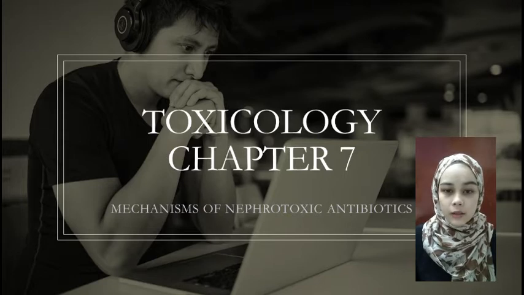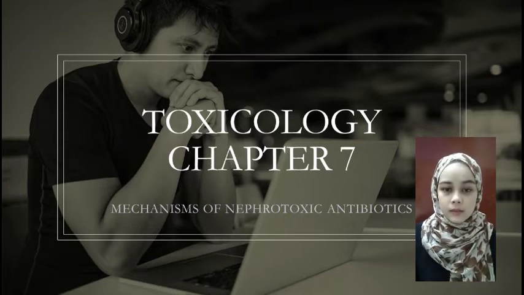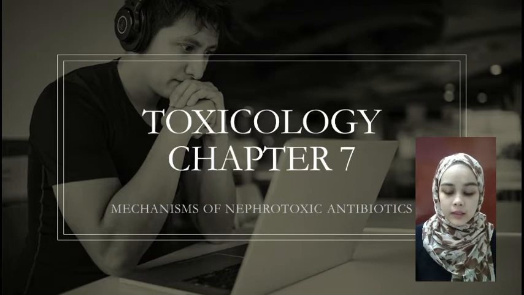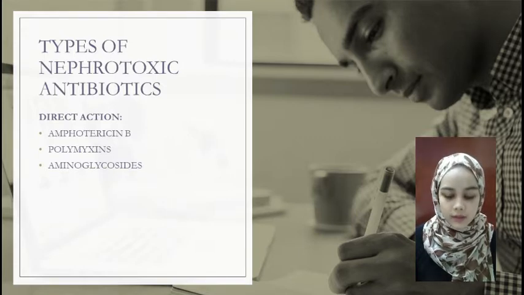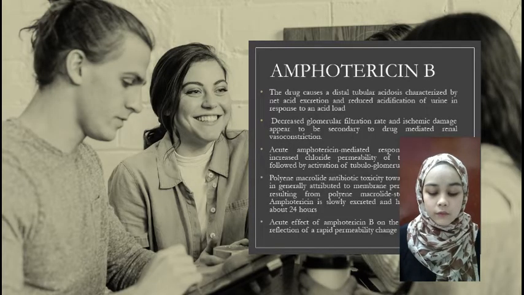Hi, Assalamualaikum warahmatullahi wabarakatuh. My name is Syaiwanis binti Mama Isha. I'm from Group 6 and now I'm going to present about the mechanisms of nephrotoxic drugs. We have three types, amphotericin B, polymyxins, and aminoglycosides. For the first presentation, I'm going to talk about amphotericin B.